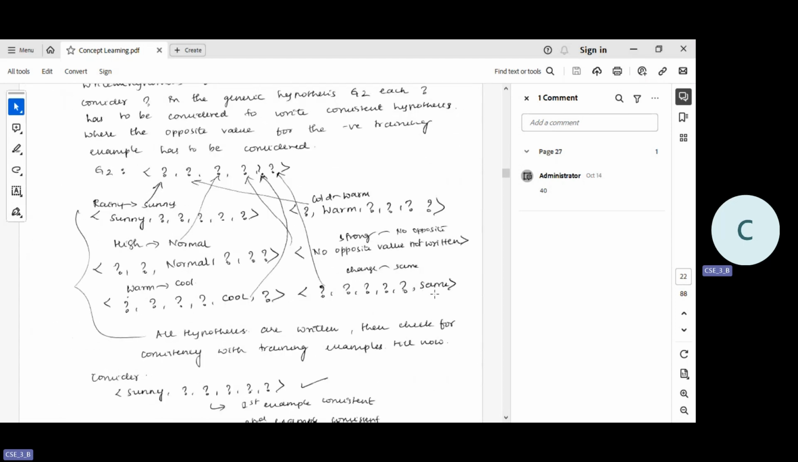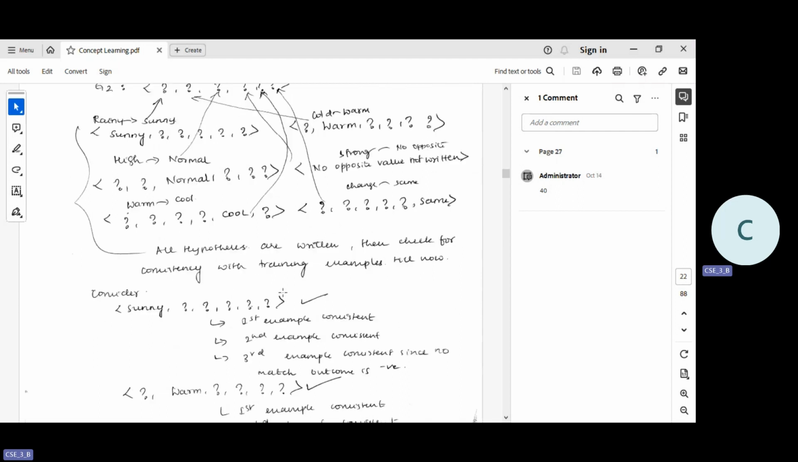So we can see here we have written. So altogether we have written 1, 2, then 3, 4, around 5 hypotheses. So all the hypotheses are written. Then what we have to do? Then we check for consistency with the training examples till now. So please observe here. Till now, it is very important. Till now, we have encountered only the 3 examples.